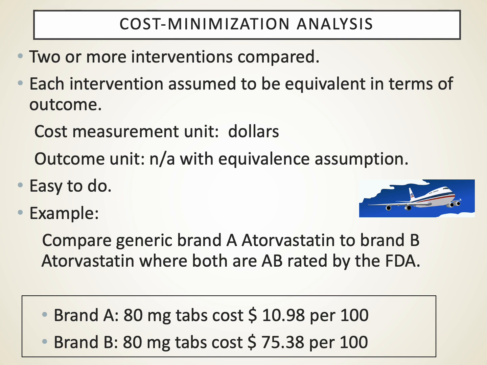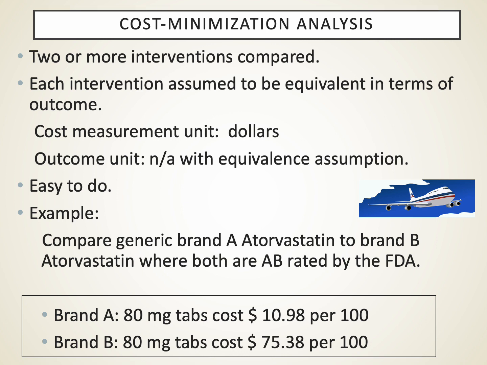We have 2 interventions that we compare. Now, if we estimate that treatment A is identical to treatment B, that we can consider them interchangeable, then we just look at whatever the cheapest one is, and that's what we use. So here we have 2 brands of atorvastatin. If they're both rated by the Food and Drug Administration as bioequivalent, that their bioavailability is identical, and in that case the FDA gives it something called an AB rating, then we could use brand A or brand B.